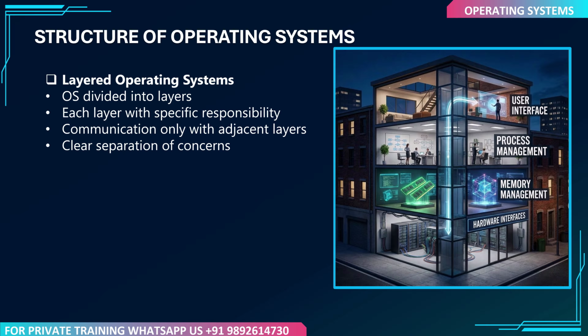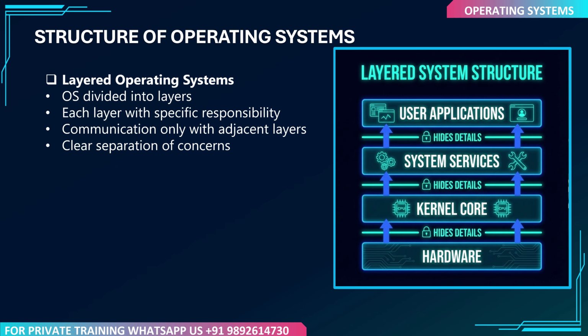Above that might be process management. And at the top might be user interfaces. If someone on the top floor needs something, the request goes down step by step. In a typical layered system, the bottom layer is the hardware. Above that is the kernel core, then system services, and finally user applications at the top. Each layer hides its internal details from the other layers. This makes the system easier to design, understand, and debug.